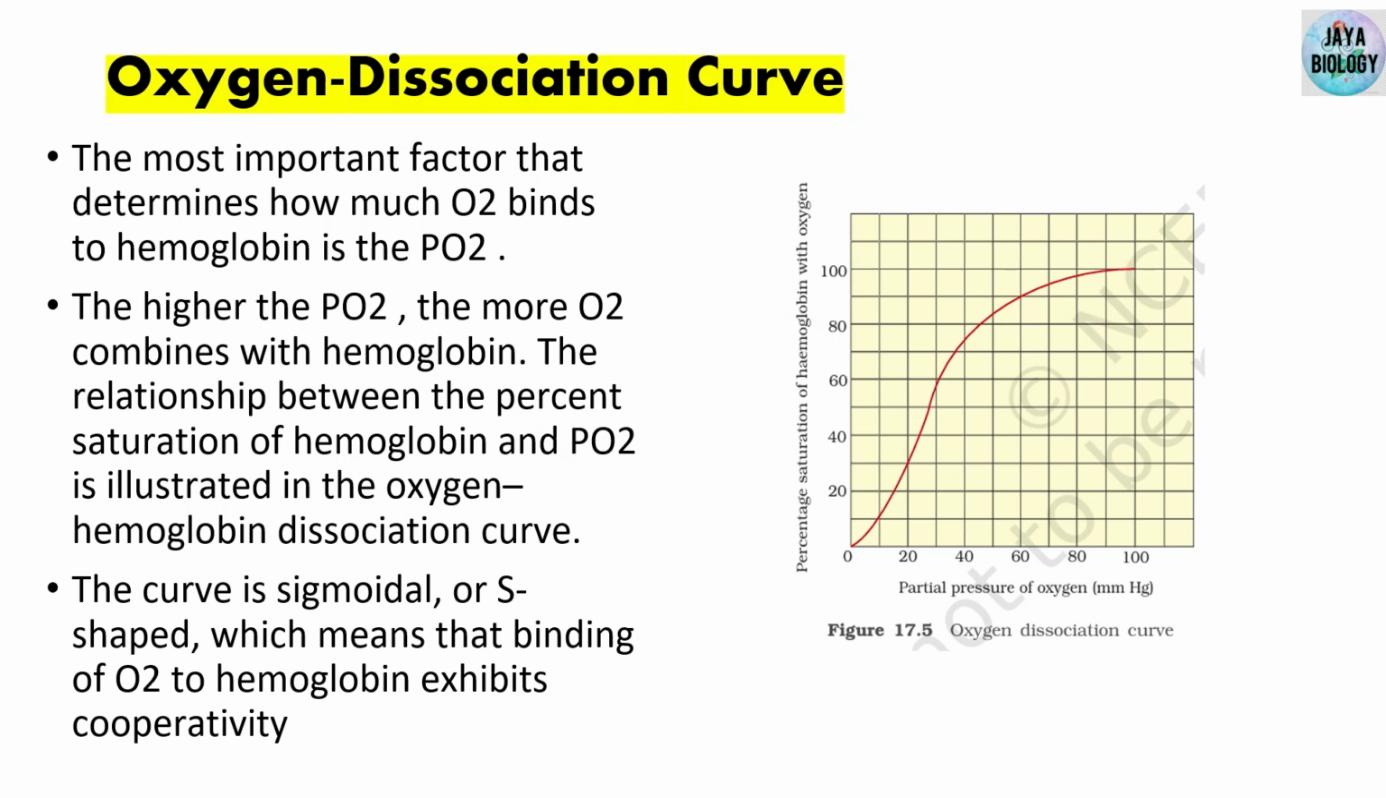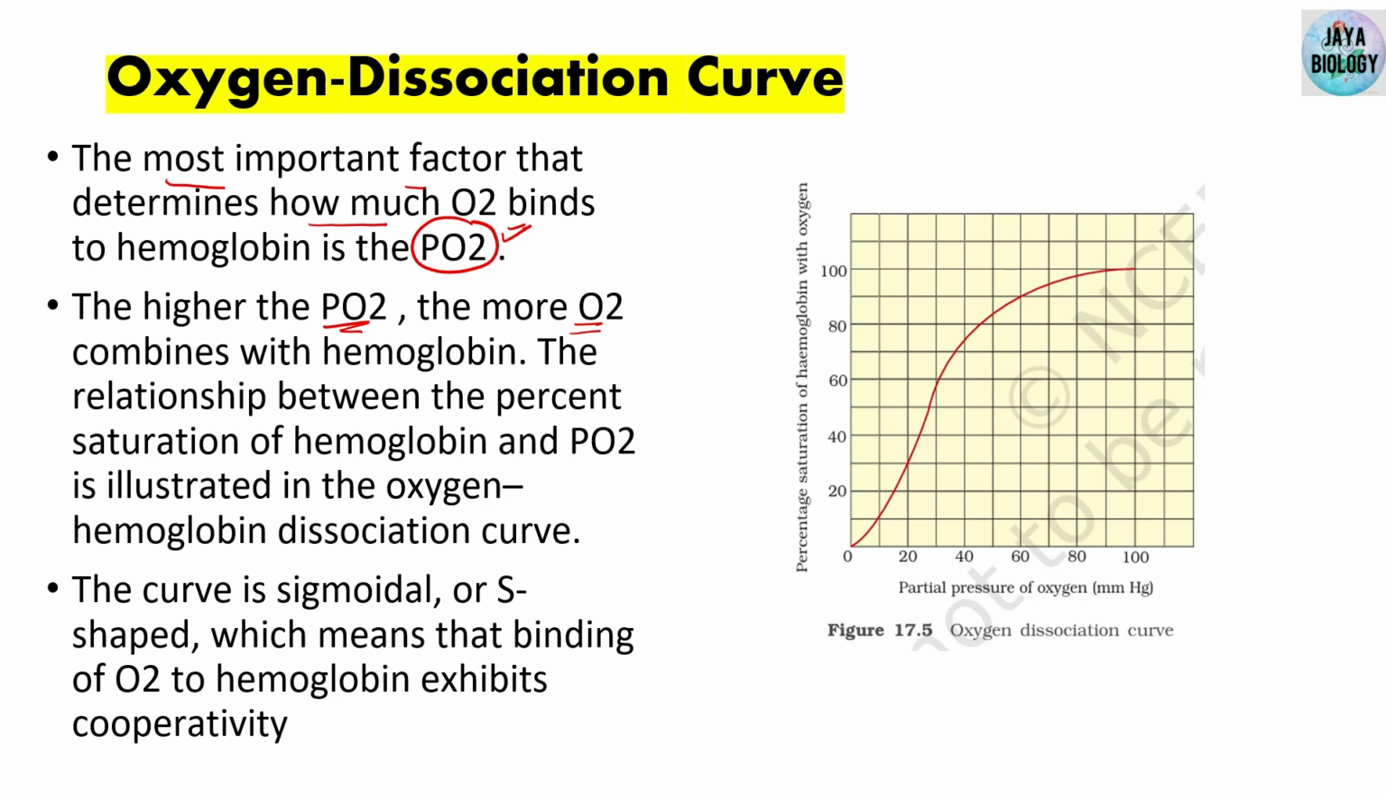So today we'll be studying the oxygen dissociation curve. Now see, first of all you should know the most important factor which will determine how much oxygen will bind to hemoglobin is the partial pressure of oxygen. This is the most important factor which will determine how much oxygen will bind. If the partial pressure of oxygen is high, it means more oxygen will bind.